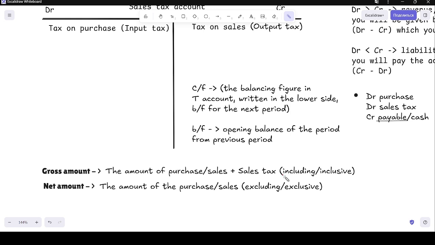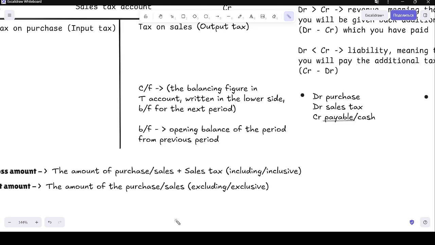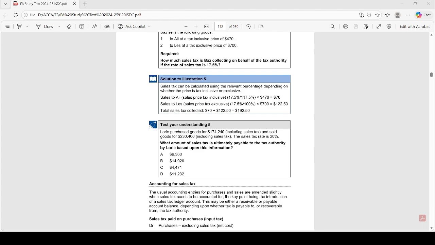These are the signal words for the gross amount in the questions. Net amount is the amount of the purchase or sales without sales tax. This means the keywords are excluding or exclusive. Let's solve any kind of the sums in our study text.